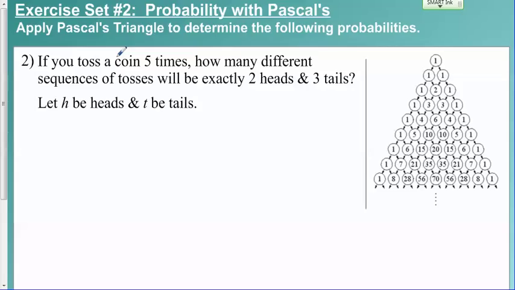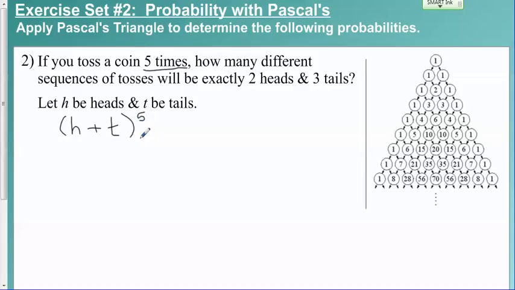Now, if you toss a coin 5 times, how many different sequences of tosses will be exactly 2 heads and 3 tails? Let H be heads and T be tails. So here we're actually going to create our own binomial power for us. So to do this, we're being told H is heads and T is tails. So let's use the same idea as in the previous example. We have parentheses H plus T. We're flipping the coin 5 times, and so that means this is going to be our power. So there it is. That's as simple as it is to create your own binomial.